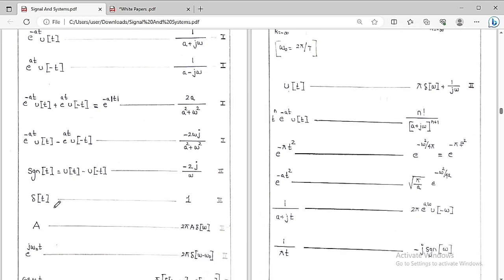Now for the delta of t, the Fourier transform is 1. This is what you have to remember. For the Laplace transform also its value is equal to 1, and the Fourier transform is also equal to 1.